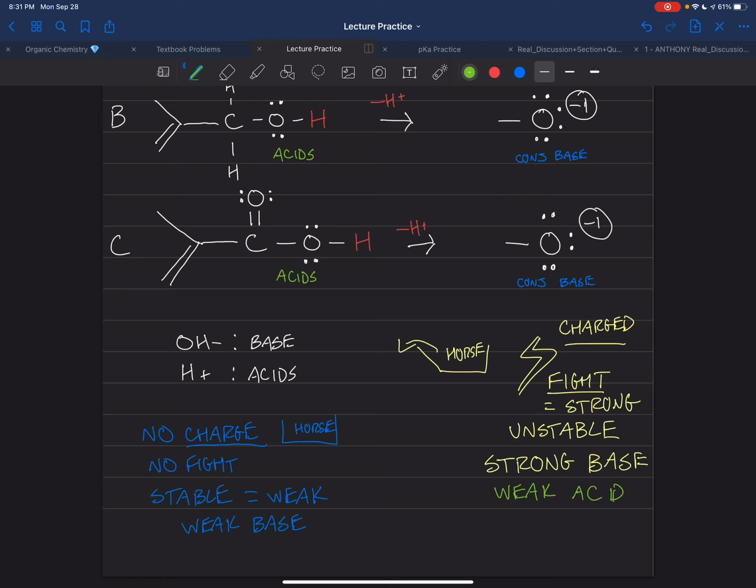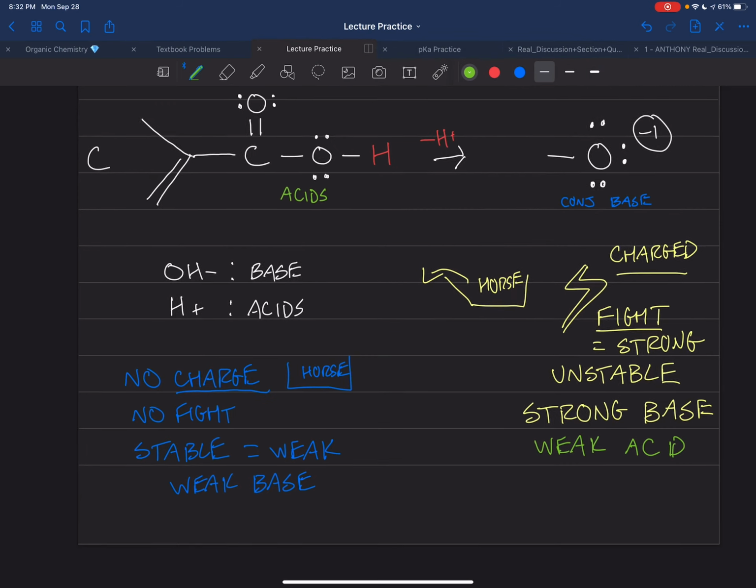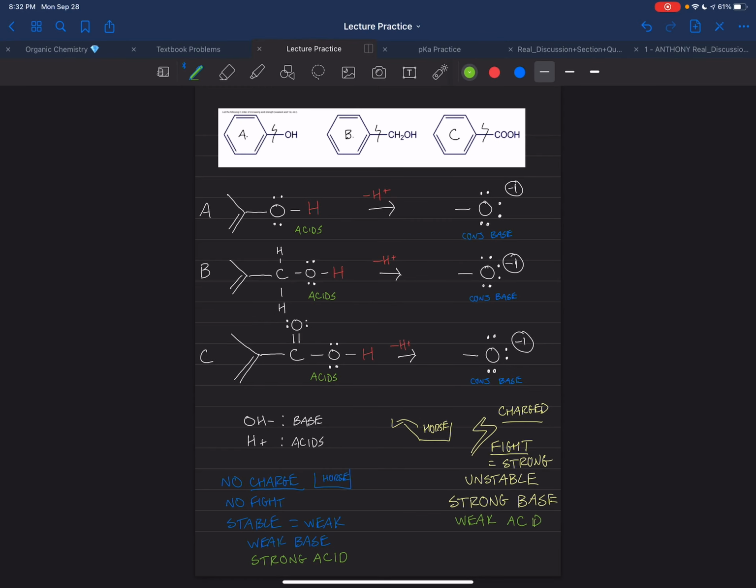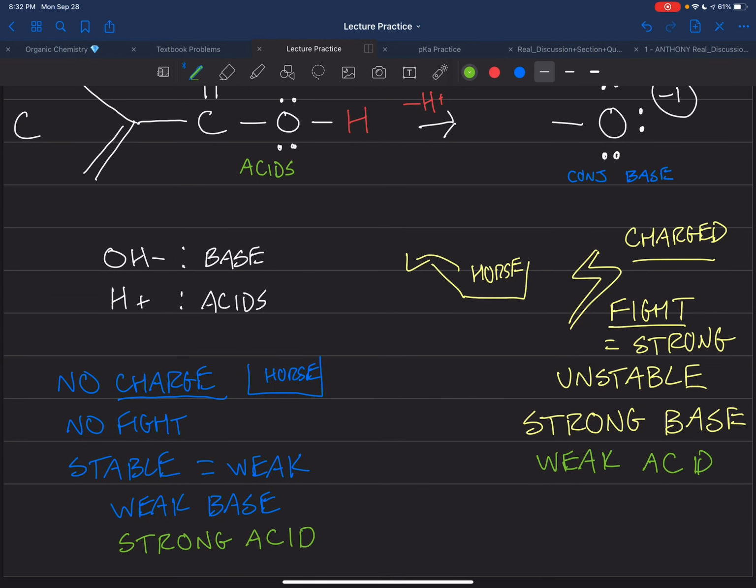But if you have a weak base and your horse is in the stable and you're locked in this stable, you've got no fight, you've got no charge. Well, the thing on the other side that's keeping you in the stable is a strong acid. It is keeping you stable. It is keeping you in that stable. You are not going to pick up a proton. There is no way in hell you're coming back.